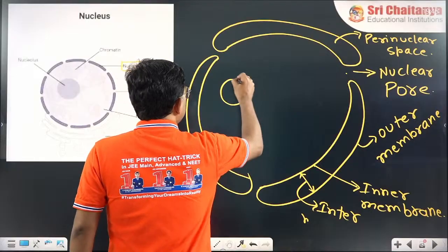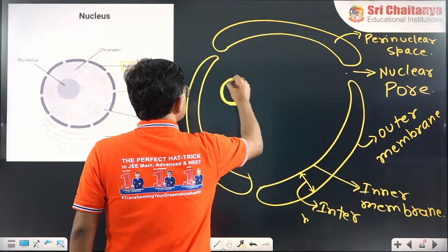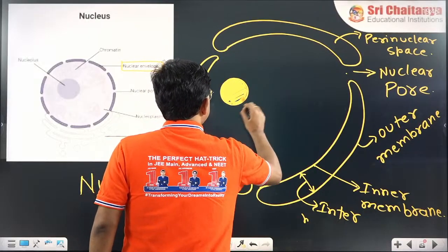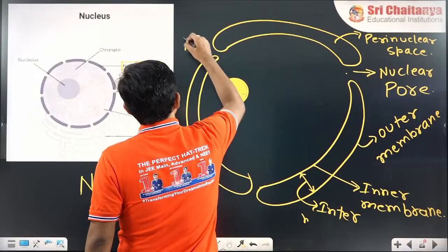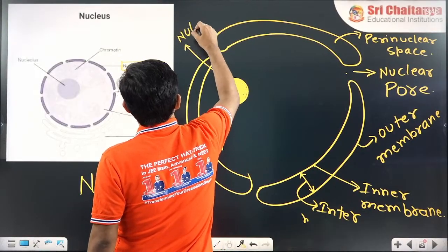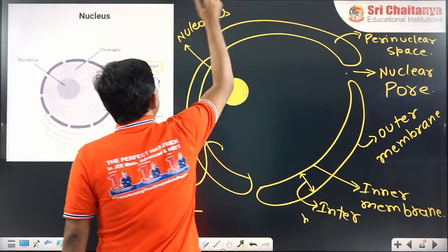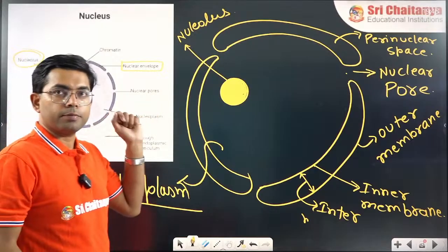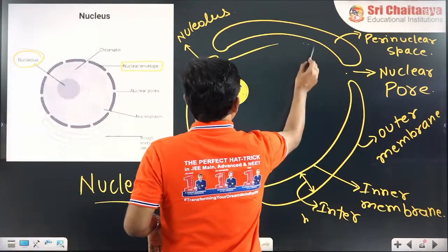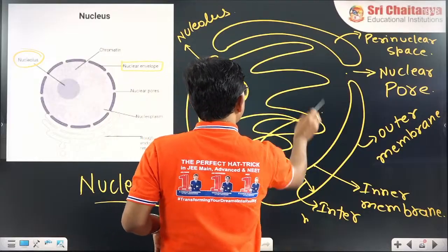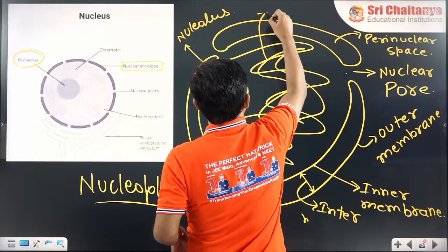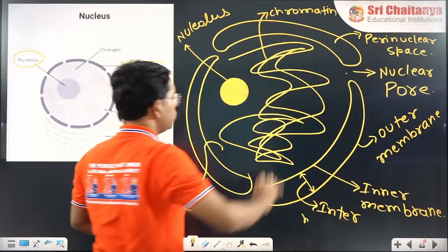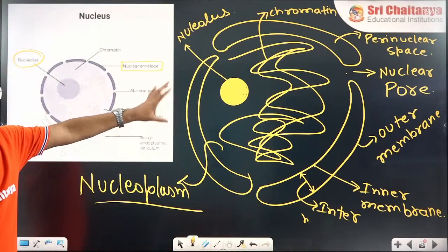Then there is a dense spherical structure, and that dense structure is called nucleolus, right? As you can see here, nucleolus, dense structure. Then further inside is a small thread-like structure, and this thread-like structure is called chromatin. It is called chromatin. So overall, now let's see different parts.